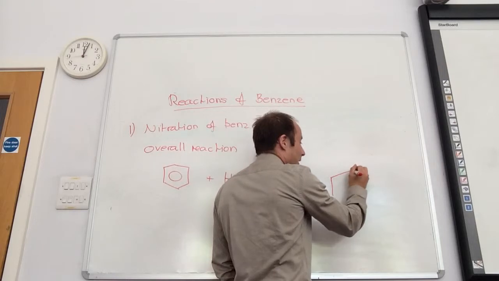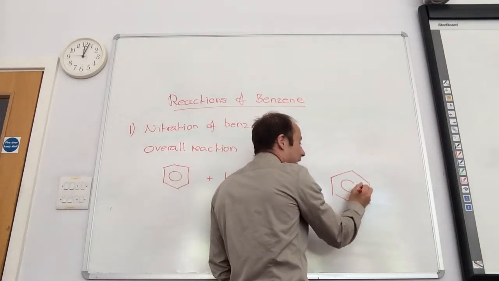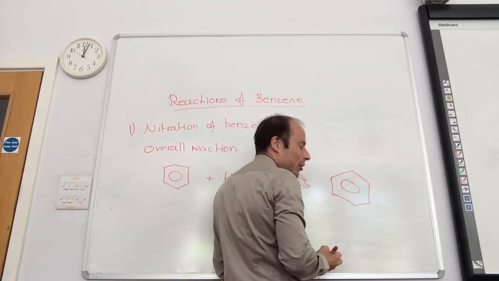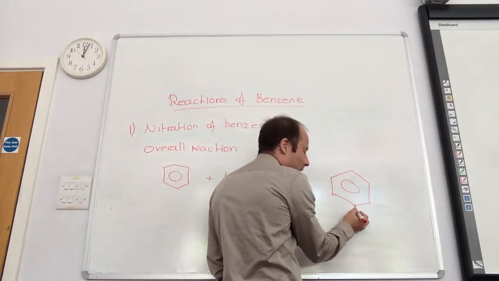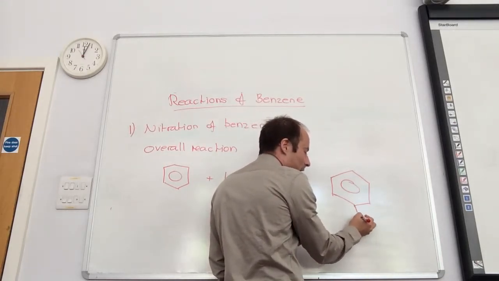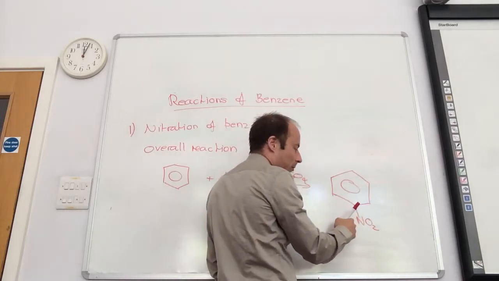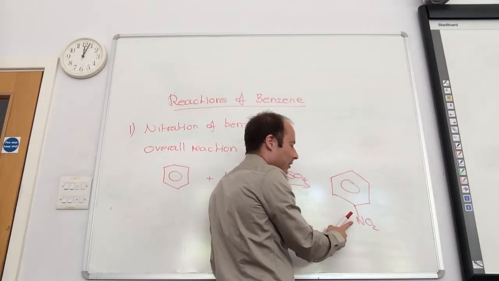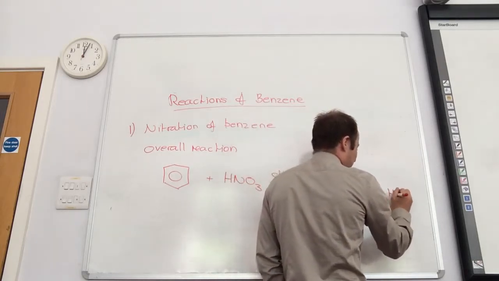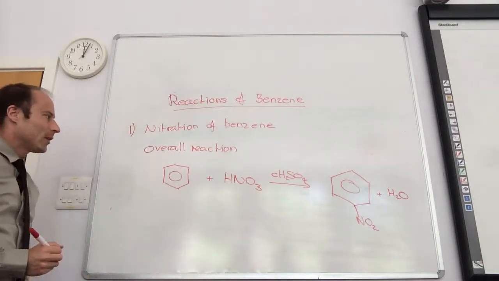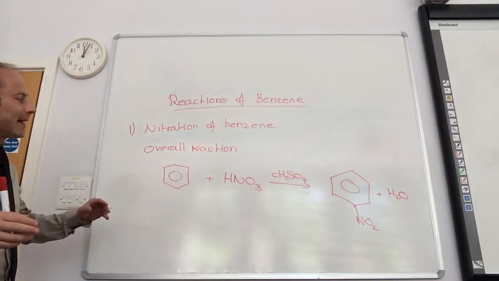And we make nitrobenzene. So they are going to get really fussy about where you draw your bonds. Your bond goes to your nitrogen. Must go to the nitrogen. Plus water. So that's the overall thing that's happening.